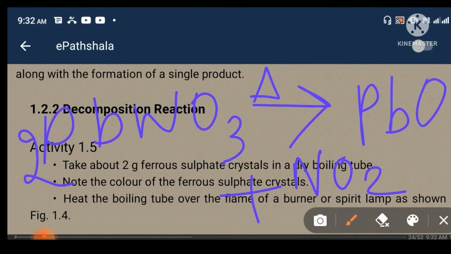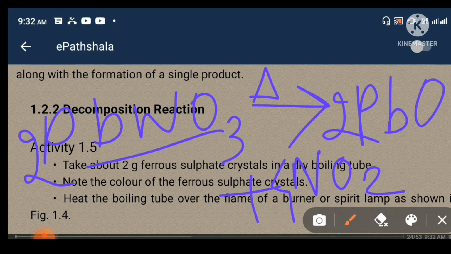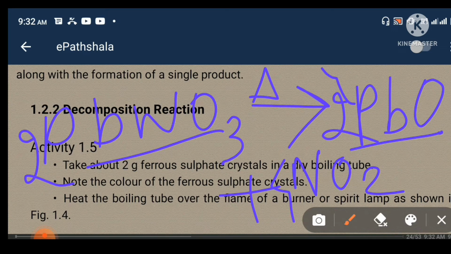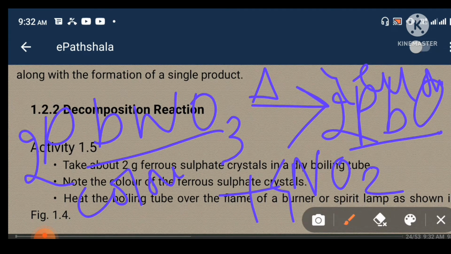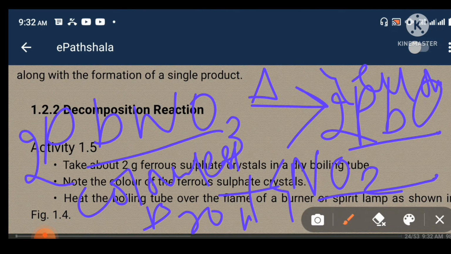Just to balance it, 2, here, 4. See here, colorless lead nitrate. This is colorless and lead oxide is yellow in color. It changes from colorless to yellow, and this nitrogen oxide is brown fumes. Brown fumes of nitrogen oxide.